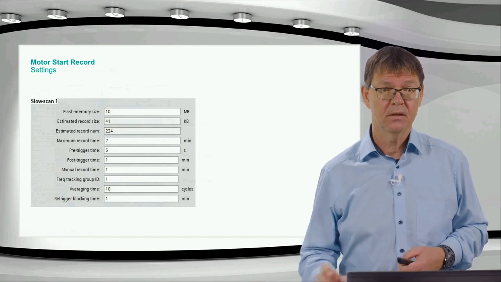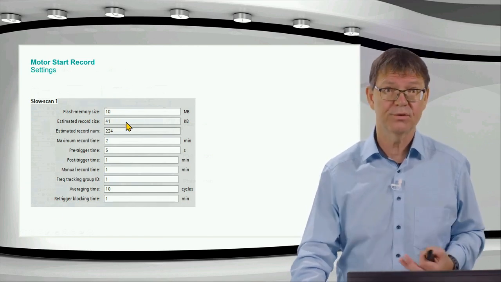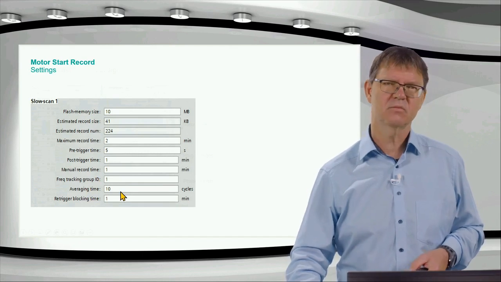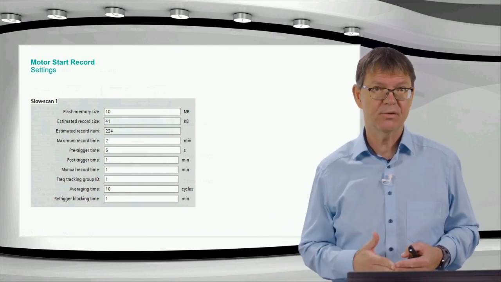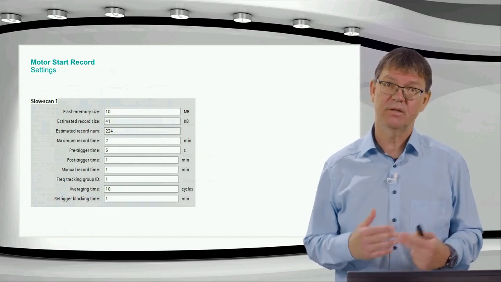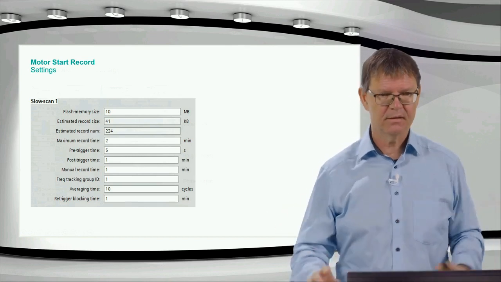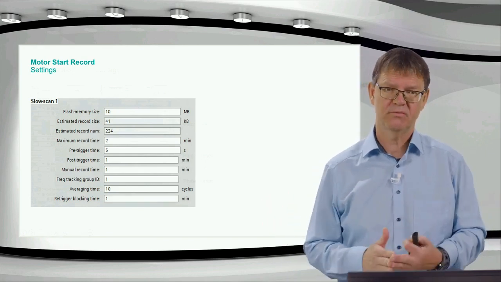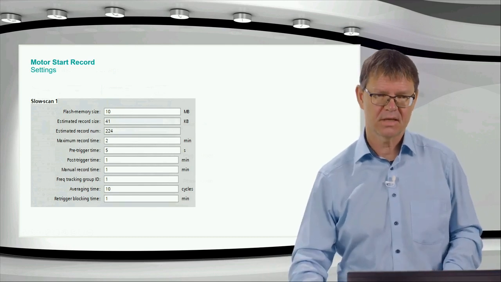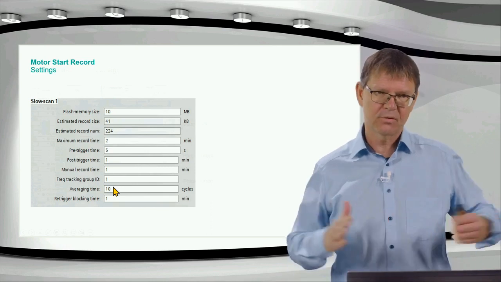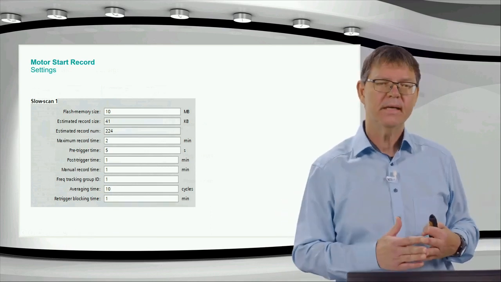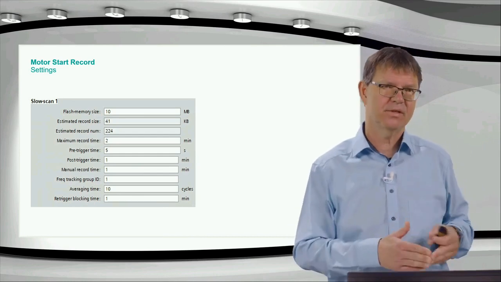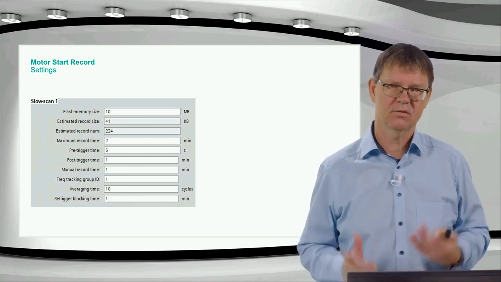These are the settings here, pretty much like an ordinary fault record, as you know from protection relays. Maybe one thing: the averaging time in cycles. That means we do not record sampled measured values, but measurement values which we calculate from the sampled values. The cycle number is the time period we use to calculate a measurement value. The bigger this value, the longer the averaging time, and the fewer values we get in a certain time, of course. If we set this to only one cycle, for example, then we would get a measurement value every 20 milliseconds, or 16.6 milliseconds here.